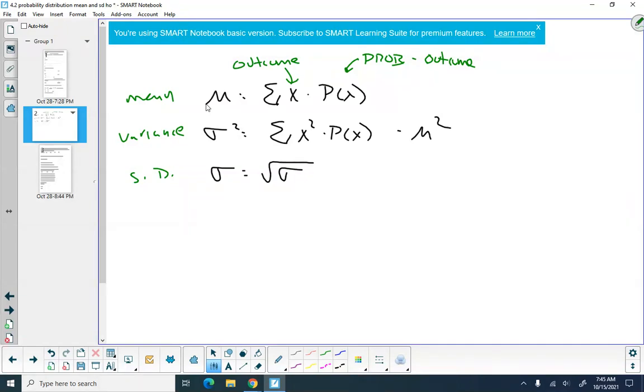When we're talking about the variance, we have the outcome squared times probability, but we have to remember to subtract off the mean squared. This is typically the one part that we tend to forget about. We have to make sure we subtract off the mean squared, and we can take the square root of the variance to get the standard deviation. We're talking about probability distributions.